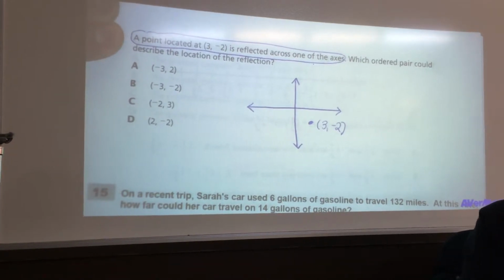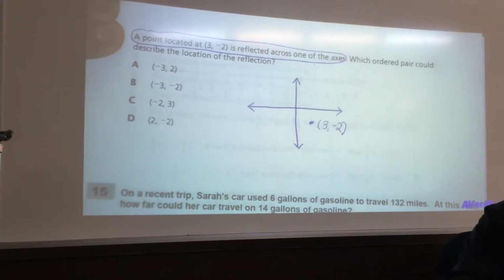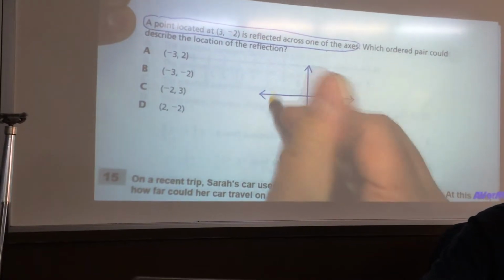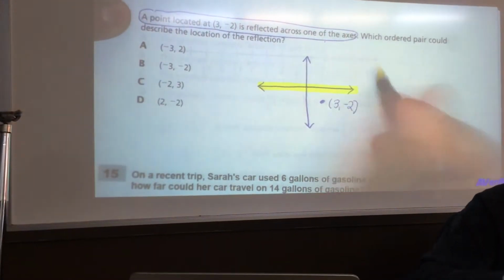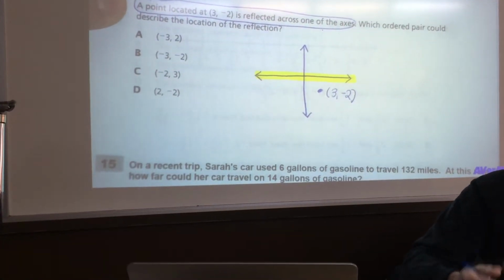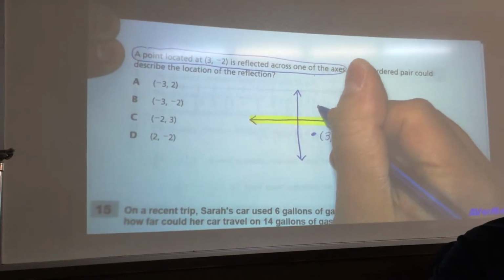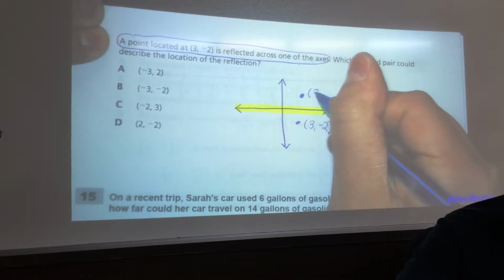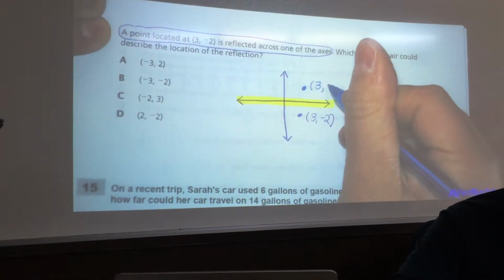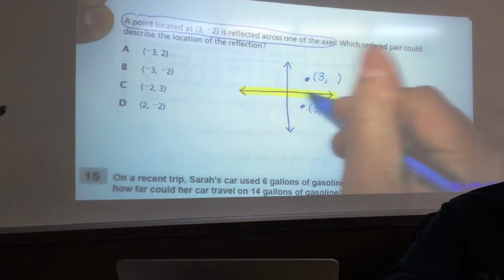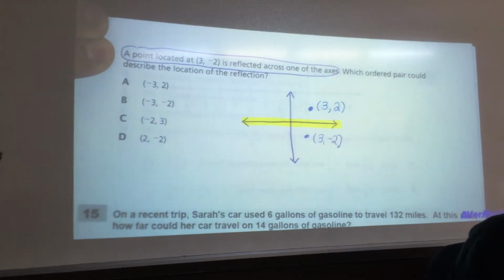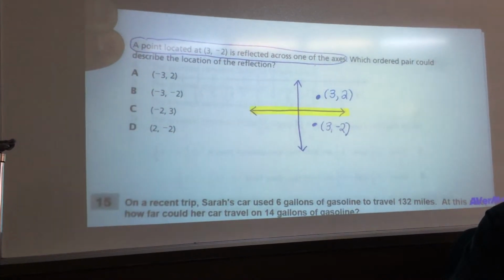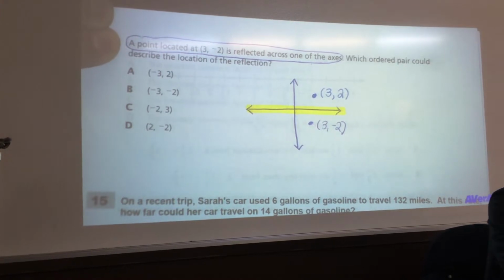one it goes across. So what we're going to do is actually show what would happen if it got reflected over the x. Okay, so if you get reflected over the x, you're going to be up here, which means that you're still at 3, but now you would be at 2. Okay, so that's what would happen if you reflected over the x.